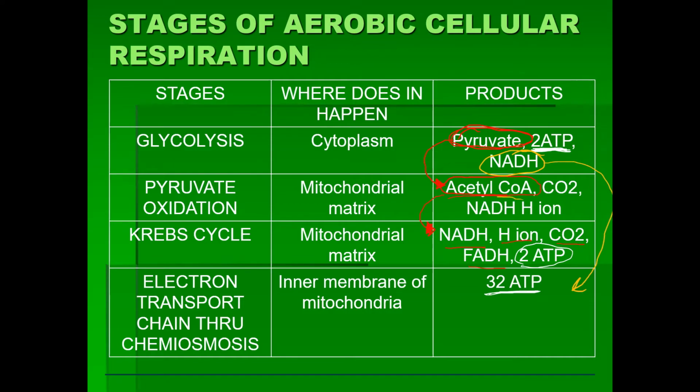The NADH produced by pyruvate oxidation will also go to the electron transport chain. The NADH produced by the Krebs cycle will go to the electron transport chain as well, along with its FADH. Because the process of electron transport chain will now unlock the energy that is hidden in NADH and FADH. So, electron transport chain will convert these molecules into ATP. Okay?